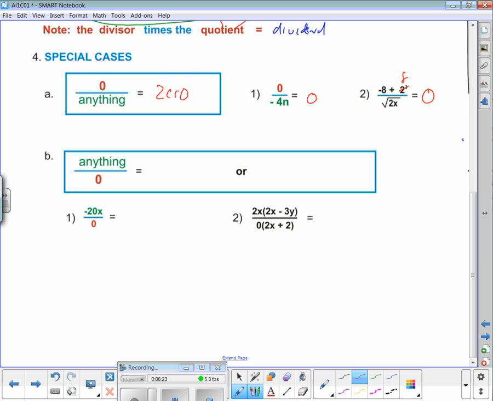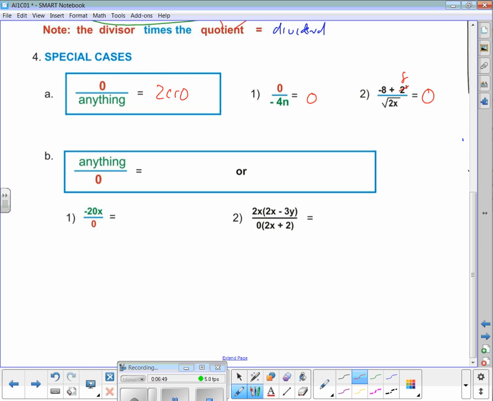And this works well because what happens when you do negative 4n times 0? You get 0, the dividend, right? What happens when you do the square root of 2x times 0? You get 0, the dividend. It works. Everybody's happy, happy, happy, happy. Did Brother Paulie say that, right? I can say that now because it's not just a Duck Dynasty thing.